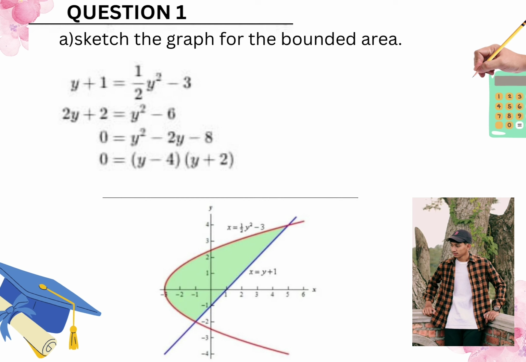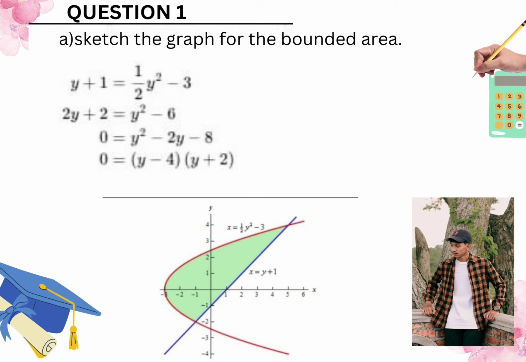For question number 1, region A is bounded by x equal to 1/2 y² − 3, and y equal to x − 1. For part (a), sketch the graph for the bounded area. For this question, we use the simple way to find the answer and sketch the graph.